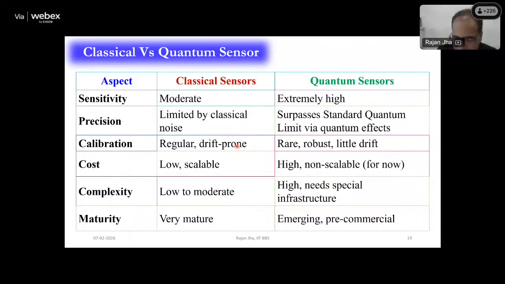Classical systems get perturbed by a lot of drift, but quantum systems have little drift, and they are going to be more robust once they are completely developed.